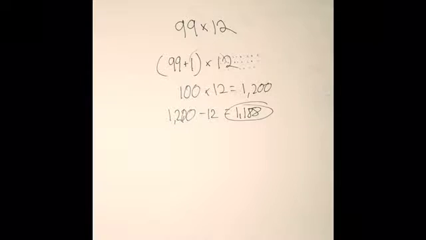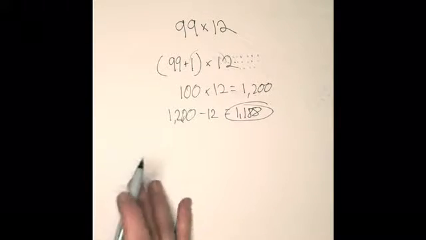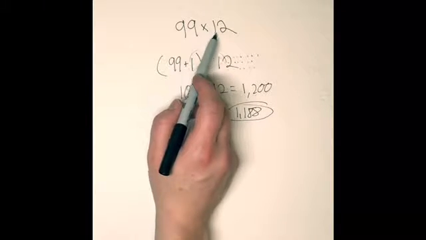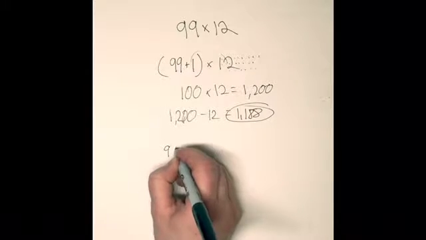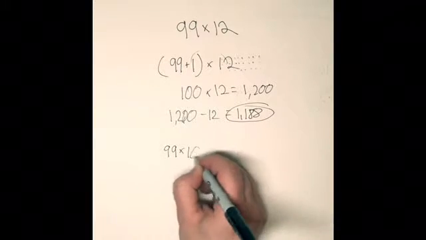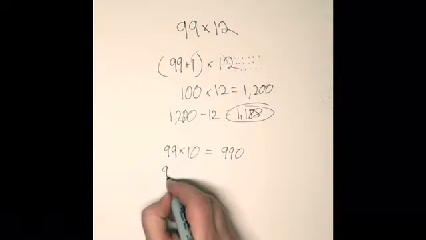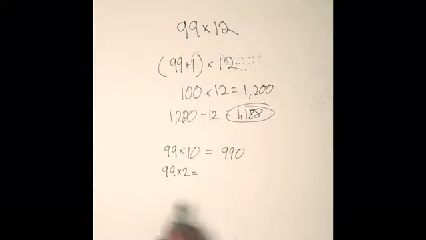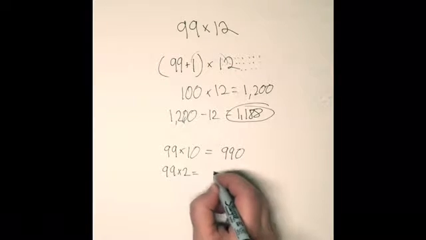Another one would be to do the same thing as we did in the other one. A student might see that the 10 and the 2 could be multiplied separately. And so they would see that 99 times 10 equals 990, and they might think 99 times 2 would be a little more challenging, but 99 times 2 equals 198.